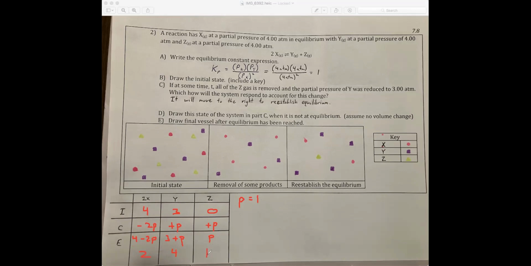So the ICE table is essential for figuring out the diagram. So for the x's, we have 2 of those. That's the pink circle. And we had 4 of the y's, that's the purple square. And 1 of the z's, that's the yellow triangle. And that's it.